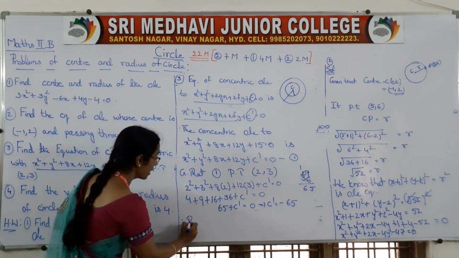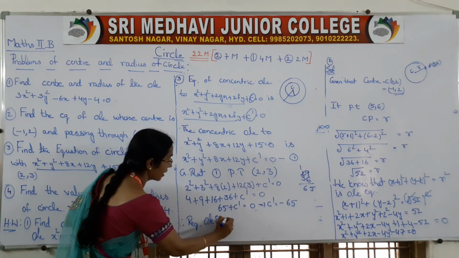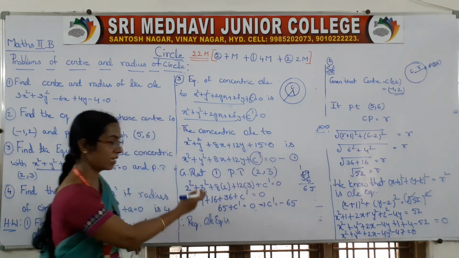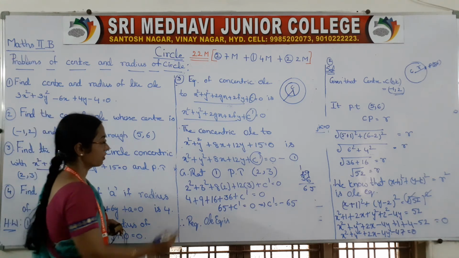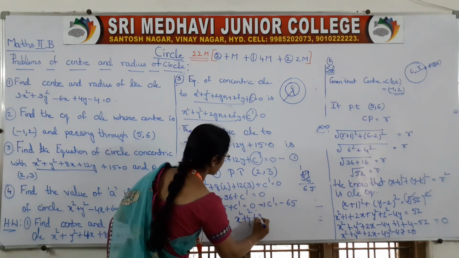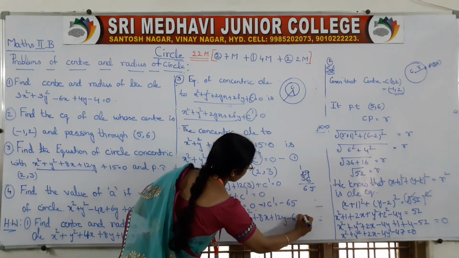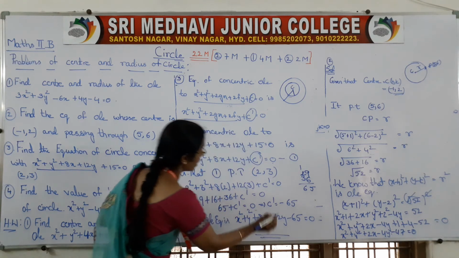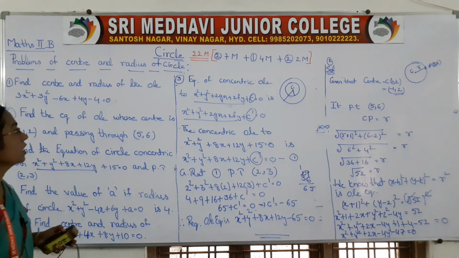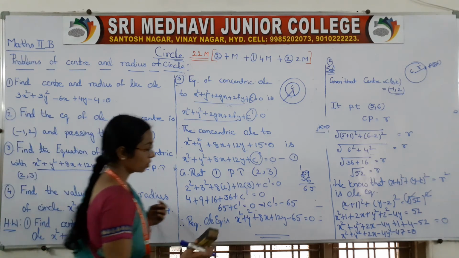Therefore, the required circle equation, from 1, with c dash equal to minus 65 substituted, is x square plus y square plus 8x plus 12y minus 65 is equal to 0. This is the required circle equation. So this is your third question, and come to the fourth one.